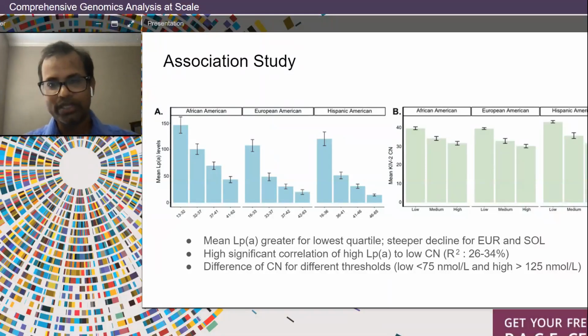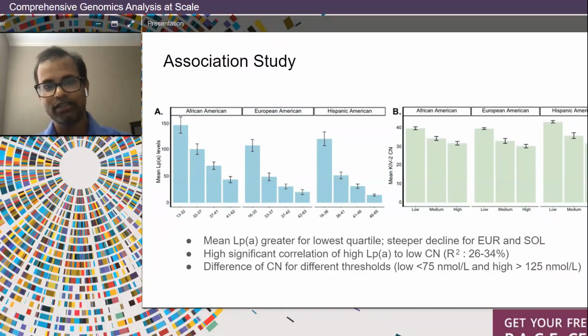And we did an association study of the KIV2 copy numbers against the lipoprotein concentration. You could see on the left figure that this was done for the African American, European American, and Hispanic American populations. We took 1,000 samples each, and these all come from cardio risk patients. And you could see that for the low LPA concentration, we always see high copy numbers. For the low copy numbers, we could see high mean LPA levels, and that is consistent in all these populations. But for the European American and Hispanic American, we saw a steep decline.